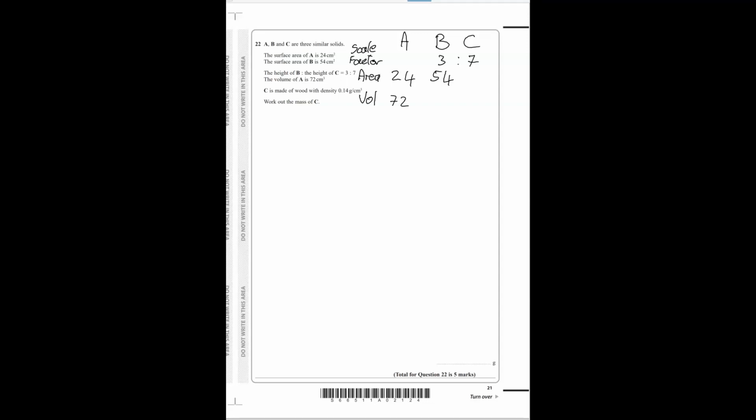Okay, let's see what we can do with this then. We don't even know what we're doing. C is made of wood with a density of 0.14 grams per centimetre cubed. Well, we're in centimetres anyway. Work out the mass of C. Well, density is equal to mass over volume. So we know density, so we've basically got 0.14 is equal to M over, we need the volume of C.